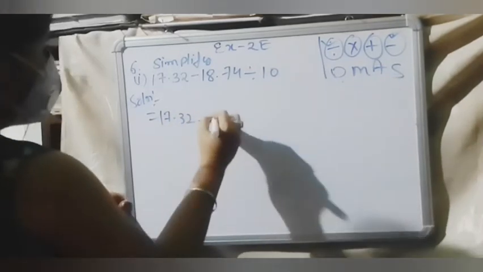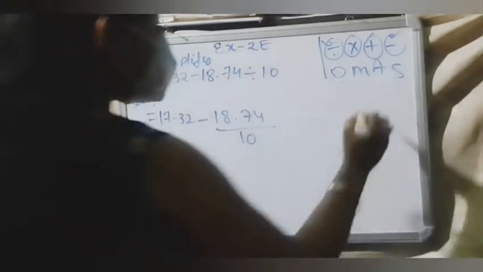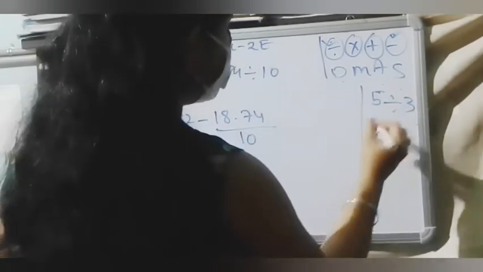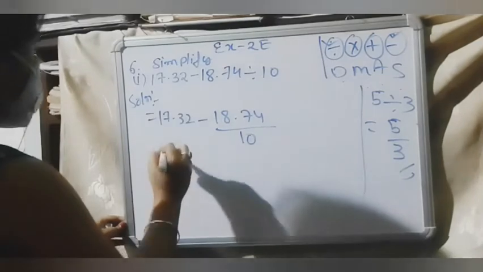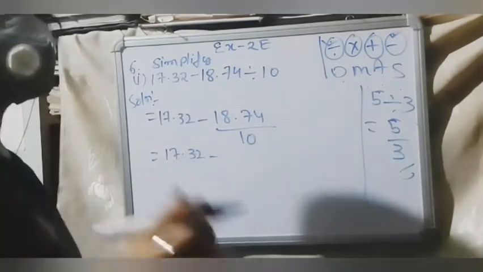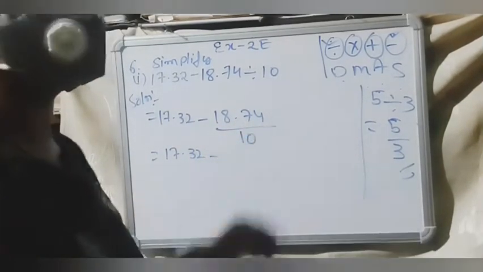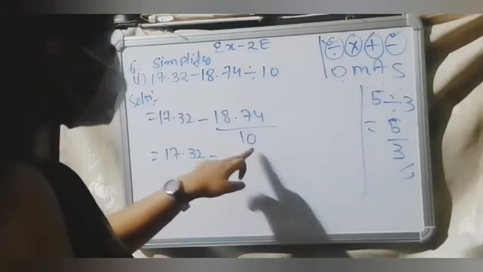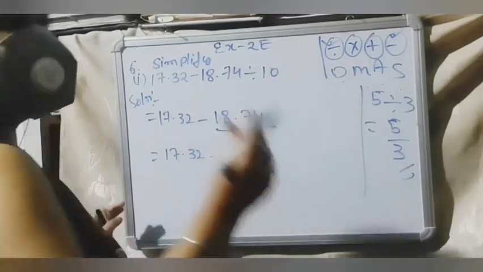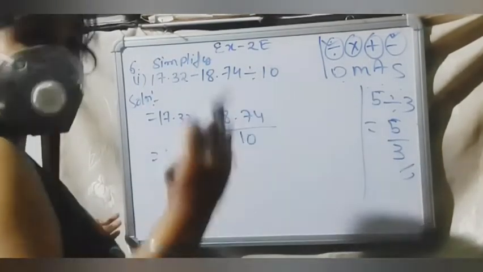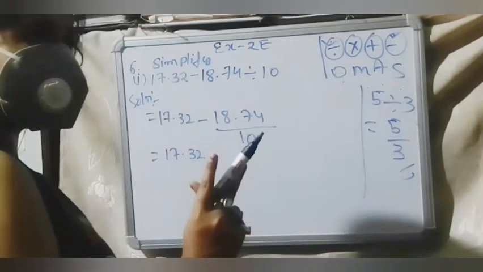17.32 minus 18.74 by 10. Last class I asked you, if 5 divided by 3 is there, then I can write 5 by 3. The same I have written here. Now class, tell me, last class I explained already, after the decimal point how many digits are there? 2 digits are already there, and in 10 there is 1 zero. That means now you have to place the decimal point before 3 digits. Why? Because already after the decimal point 2 digits are there.